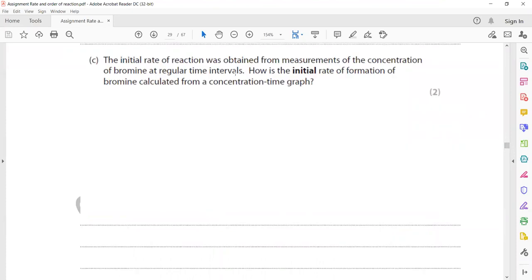The initial rate of reaction was obtained by measuring the concentration of bromine. How is the initial rate of formation of bromine calculated from a concentration time graph? By drawing a tangent, then the gradient. Yeah, that's good. So we'll draw a tangent and find the gradient, and that will give us the initial rate. So sketch a graph for concentration against time and draw the tangent.